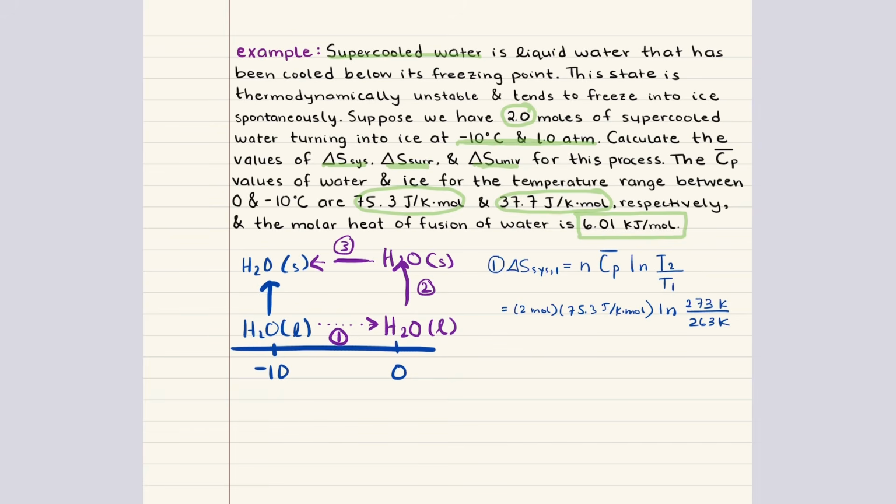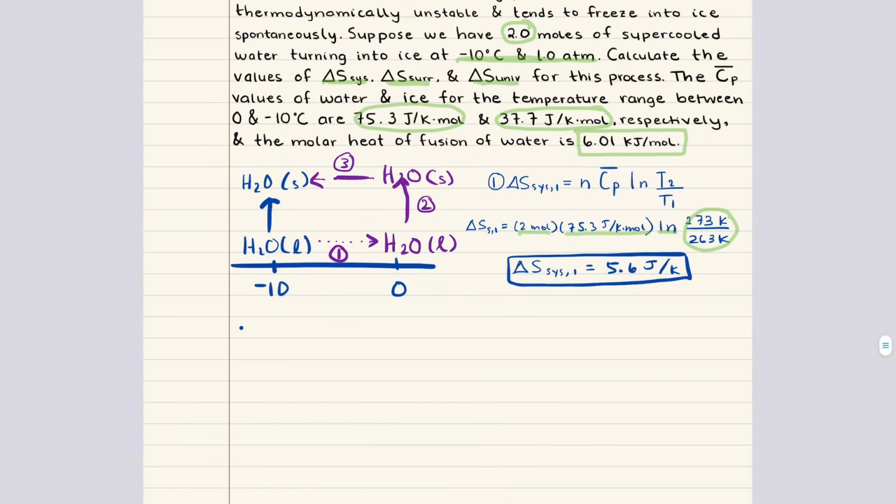We have 2 moles of water, and the molar Cp for liquid water is equal to 75.3 joules per Kelvin per mole. So then we write delta S for path 1 in the system is equal to 2 times 75.3 times the natural log of 273 divided by 263. And that gives us plus 5.6 joules per Kelvin. The sign is positive because warming broadens the population of energy levels.